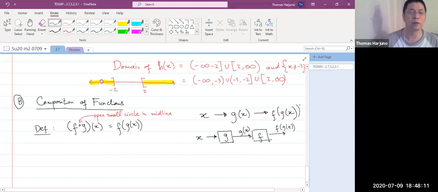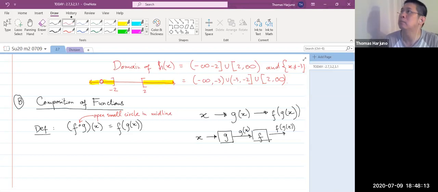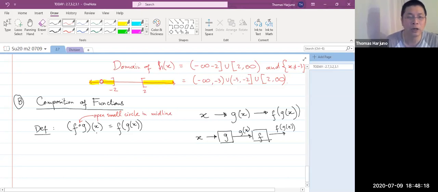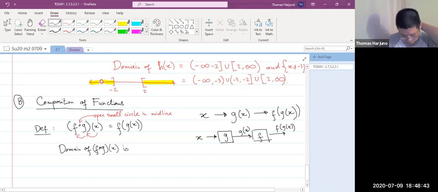That's what composition of functions is. The way you read it is x goes to g, and then whatever the outcome, you put it into f. I'm sorry, my son is next to me. Now then, the domain of the composition of functions is the domain of the resulting function.